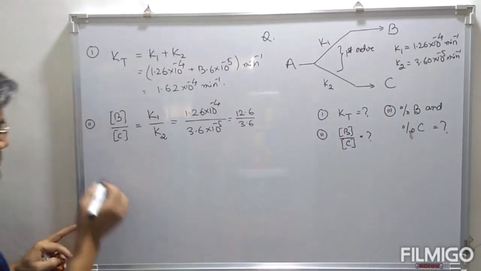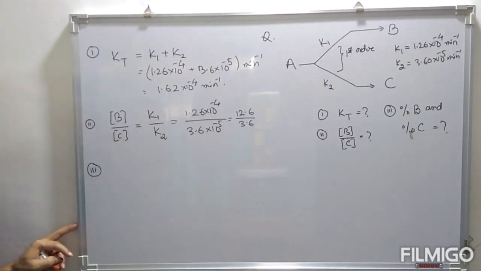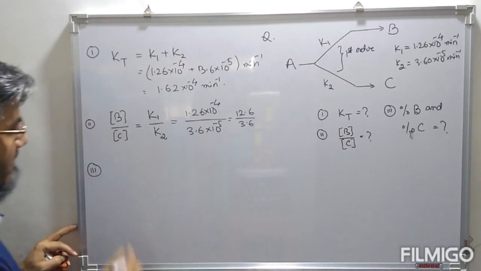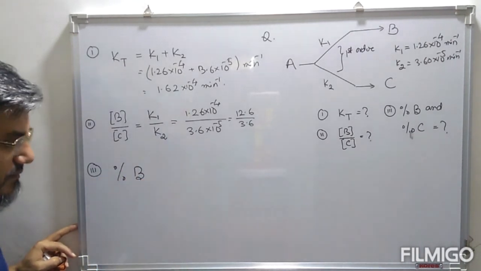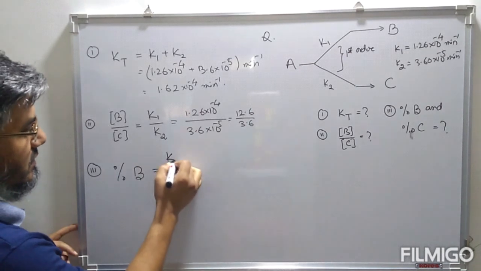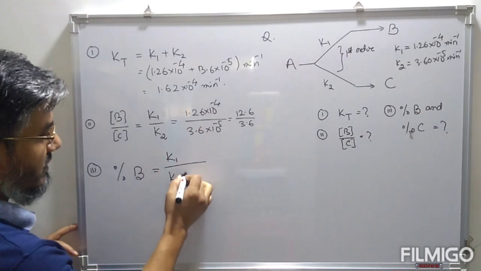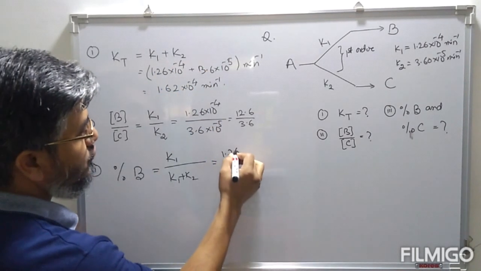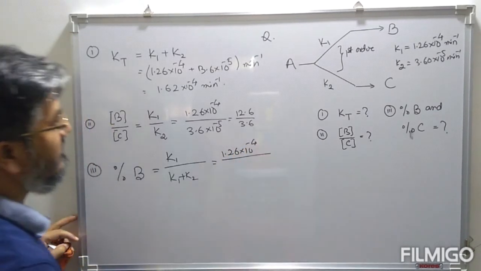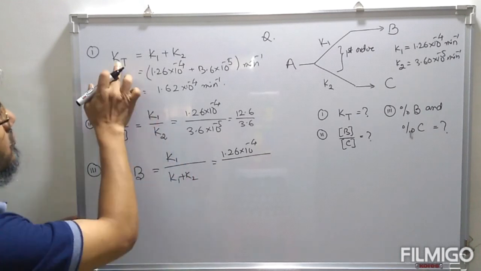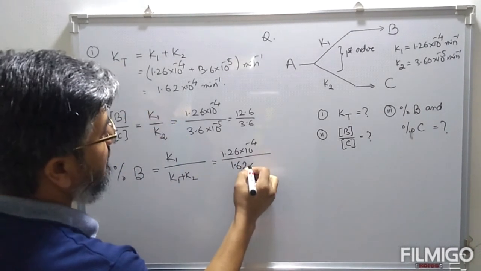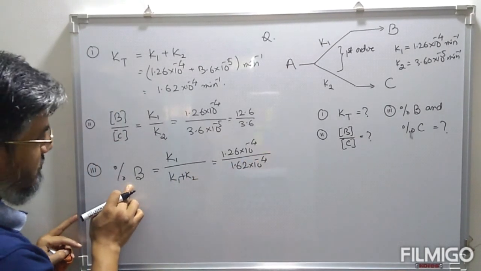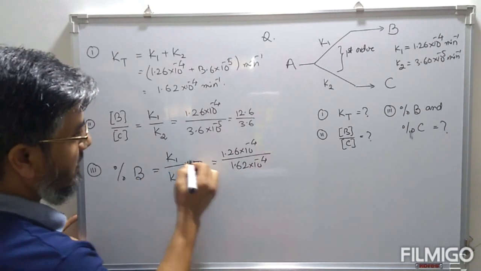Then the third question says, find the percentage of the products B and C formed at any given instant. So the percentage of B is given as K1 divided by K1 plus K2. We have the value of K1, 1.26 into 10 power minus 4, and K1 plus K2, that is K total, is 1.62 into 10 power minus 4. This is the percentage of B, so you have to multiply this by 100.